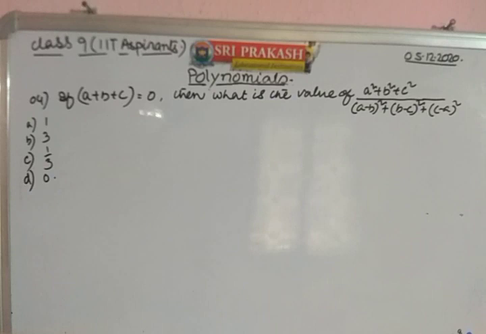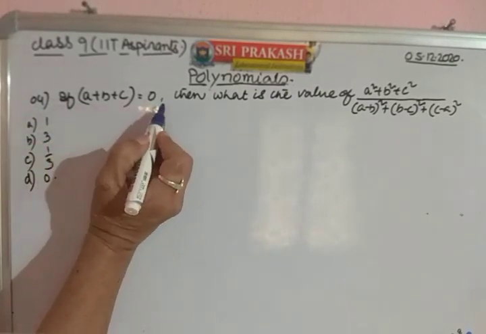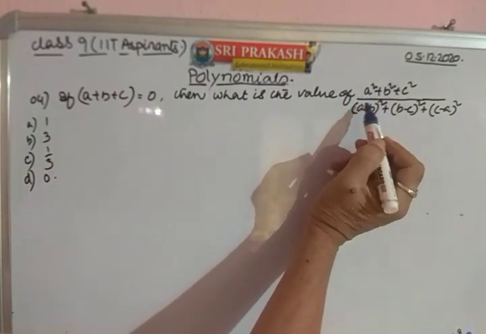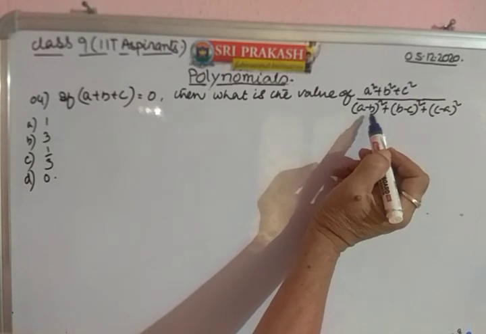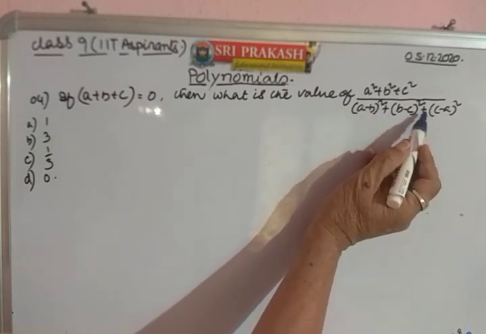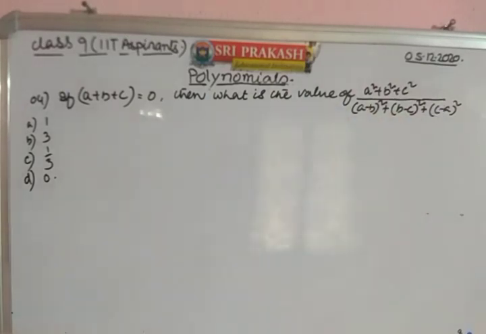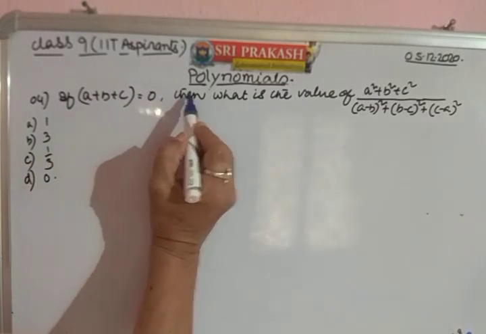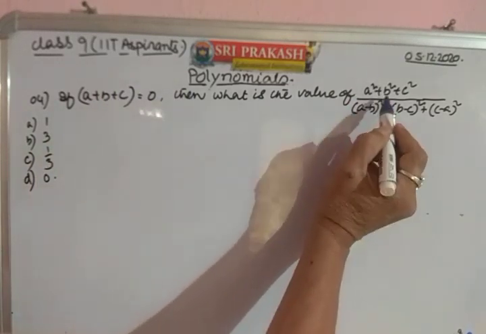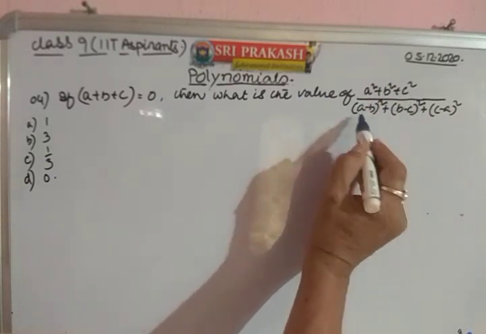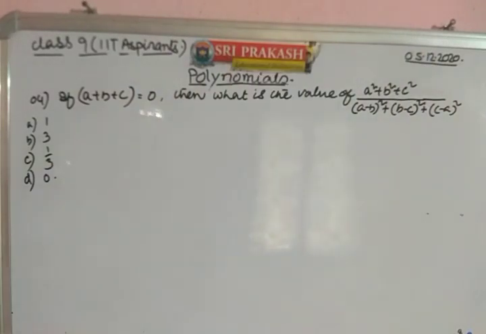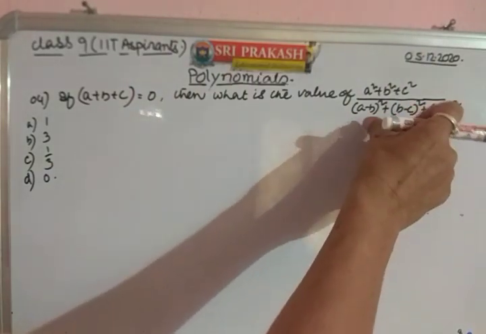Now, this is the next question. If a plus b plus c is equal to 0, then what is the value of (a square plus b square plus c square) by ((a minus b) whole square plus (b minus c) whole square plus (c minus a) whole square)? So first of all, let us split the denominator.